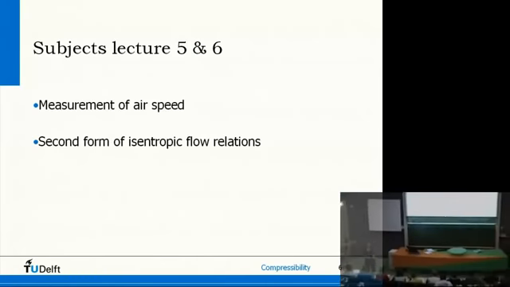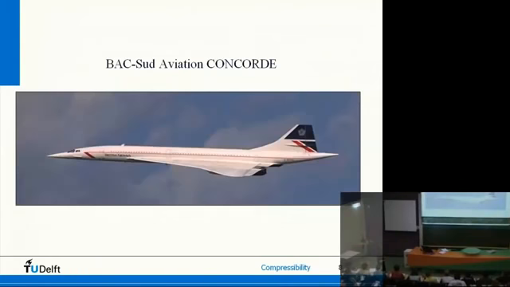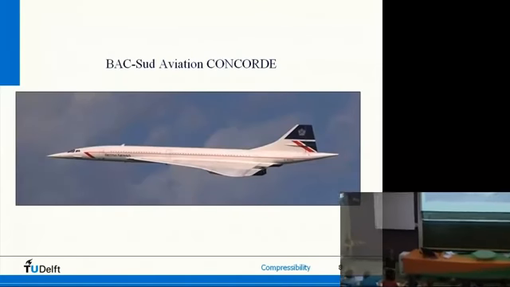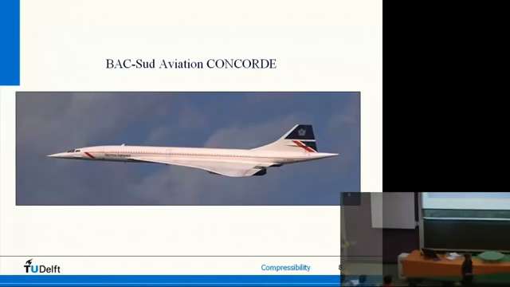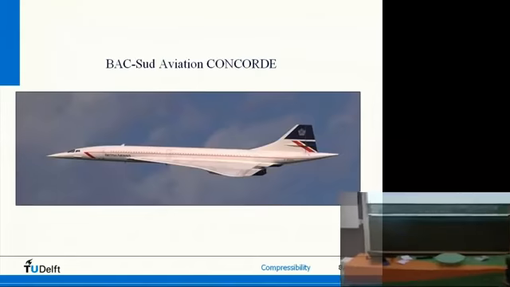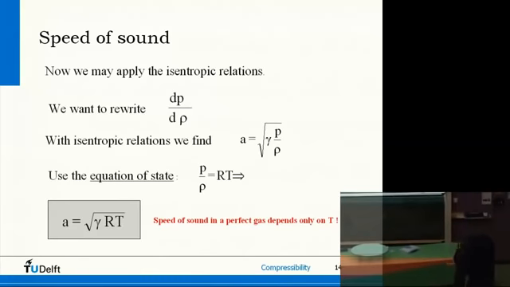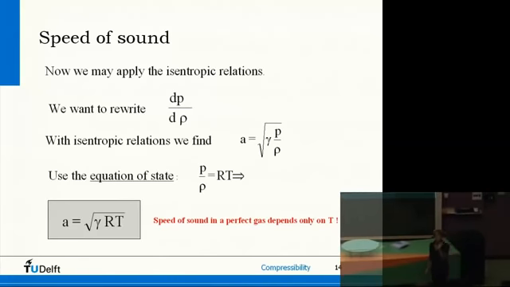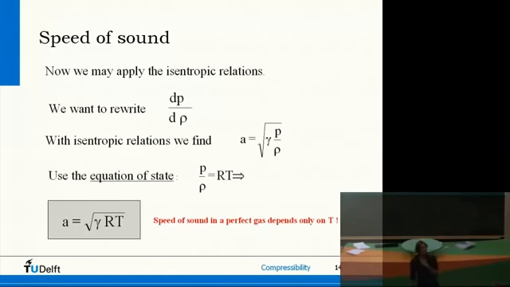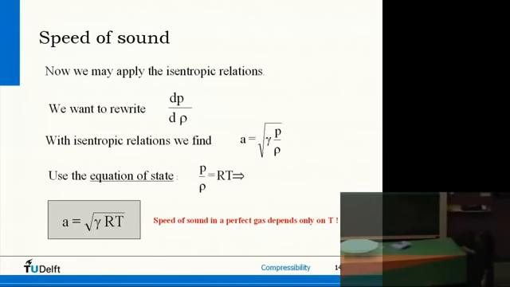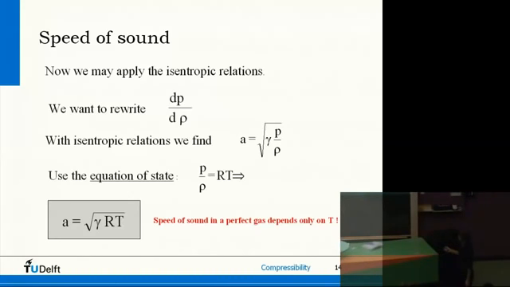So measurement of airspeed and the second form of isentropic flow relations. Of course, compressible flows, unfortunately it's not flying anymore, but it's relevant for supersonic flows. So supersonic aircraft, Concorde. Just summarizing from last time, also please don't forget about the speed of sound. That's the speed at which sound waves travel. A squared is dp over d rho. And from using the Euler equations and the conservation of mass, we could derive that that is the same as A is square root gamma p over rho. Using the equation of state, we found A is square root of gamma RT.